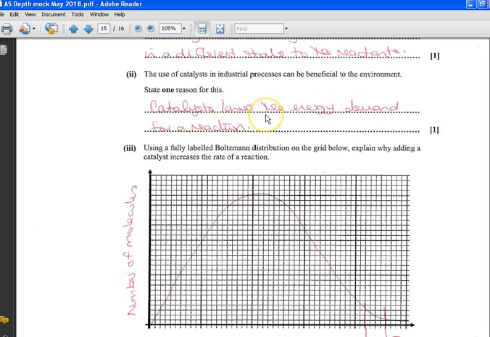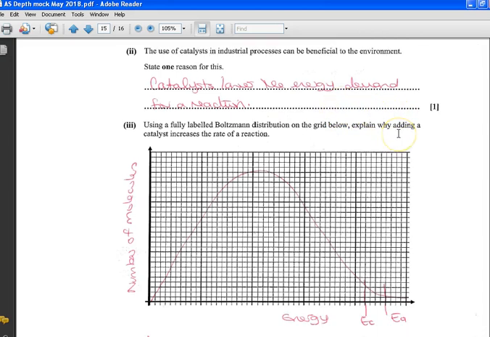Why are catalysts beneficial to the environment? There are a few reasons. The most obvious one is that it lowers the energy demand. The other thing you could say is that you're going to use less fossil fuels, which reduces global warming. There's also the atom economy aspect of it. Maybe the alternative route has a better atom economy. So there's a few things you could say, but that's probably the most obvious one.